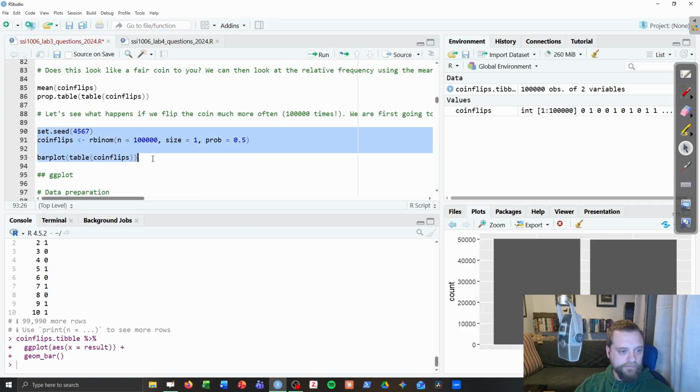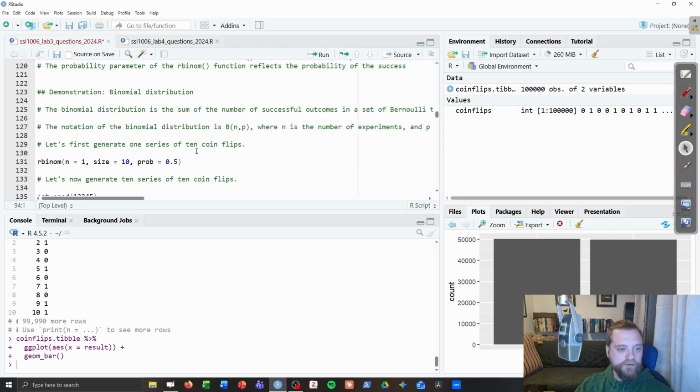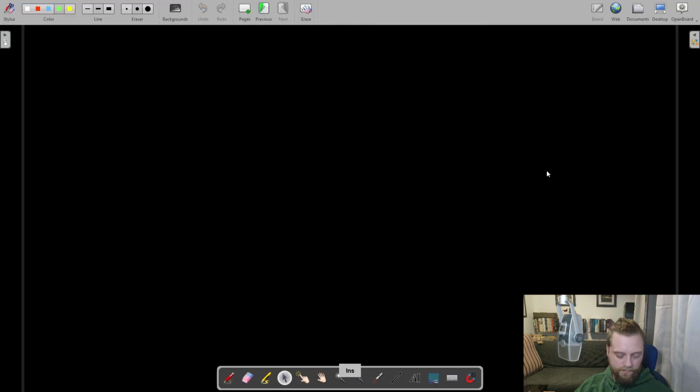Okay, so that's this parameter then, n. We can increase the size, the number of individual coin flips. Probably the more interesting thing to change, though, is this parameter, size. So n and size sound kind of similar, but the structure here is quite different. So let's go back to here. Now, if we increase instead the size to 2, what we're looking at is something more like this.